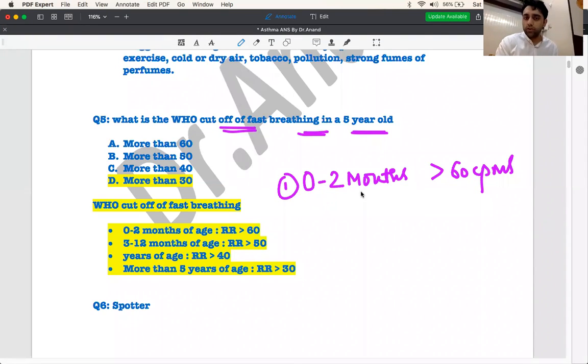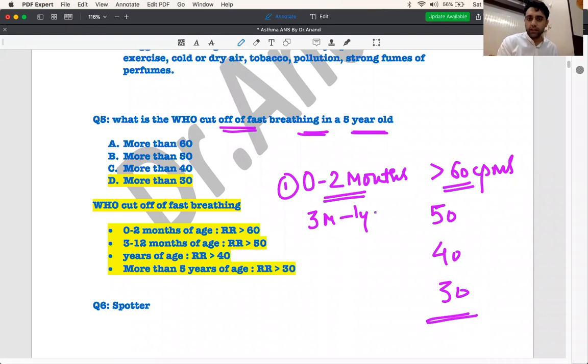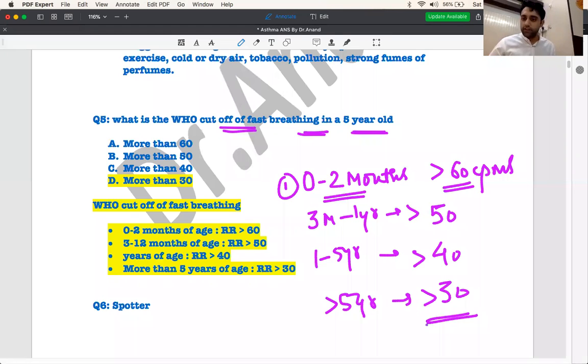So a 0 to 2 months baby having a respiratory rate of more than 60 cycles per minute, I would say this is the WHO cutoff of fast breathing. Then 60, 50, 40, 30, that is the mnemonic. So then we have 3 months to 1 year, it is more than 50. 1 year to 5 years, it is more than 40, and more than 5 years, it is more than 30. So that is fast breathing. Very nicely you're answering, Rohan. Very simple question, but they have asked it multiple times. You should know this.